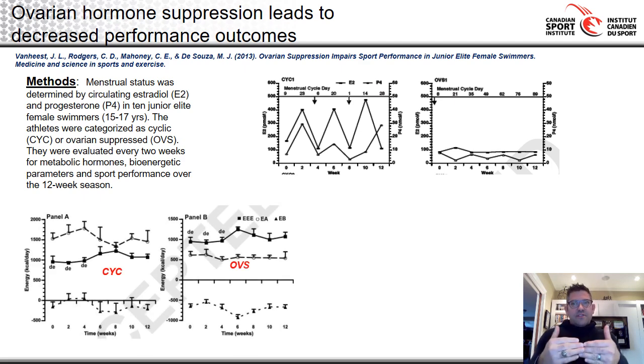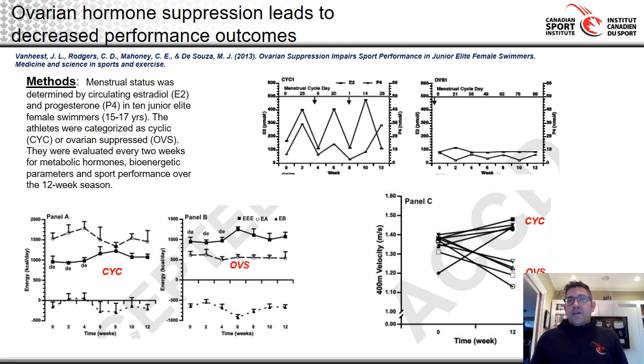Although it's hard to do, these are researchers, so they did the best job they could to measure energy availability and energy balance. Energy balance looks at all energy expenditure, including basal metabolic rate, versus what you've taken in. You can see the cyclical athletes generally are in energy balance, so that's great. The ovarian suppressed athletes over the 12 weeks were at 500 to 800 caloric deficits from balance. They were underfueling by that much, day in, day out, week in, week out, over 12 weeks.